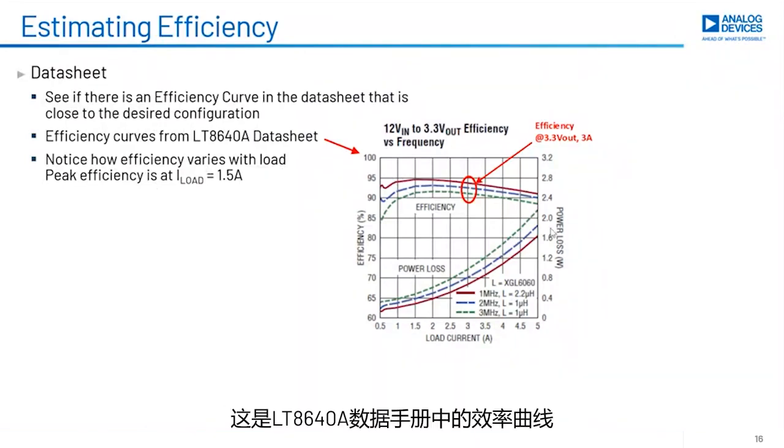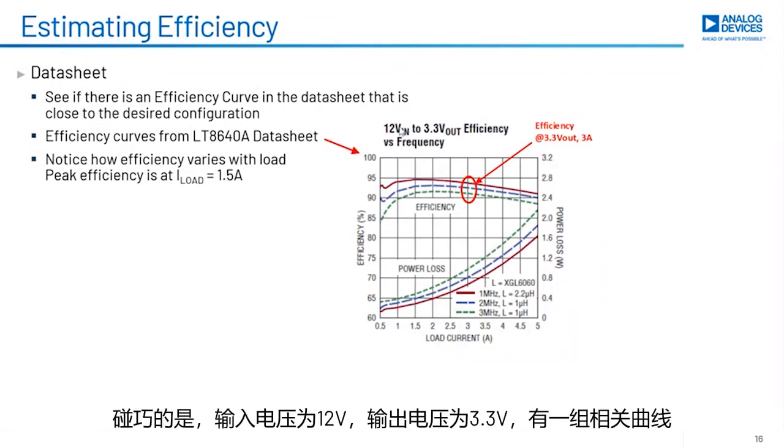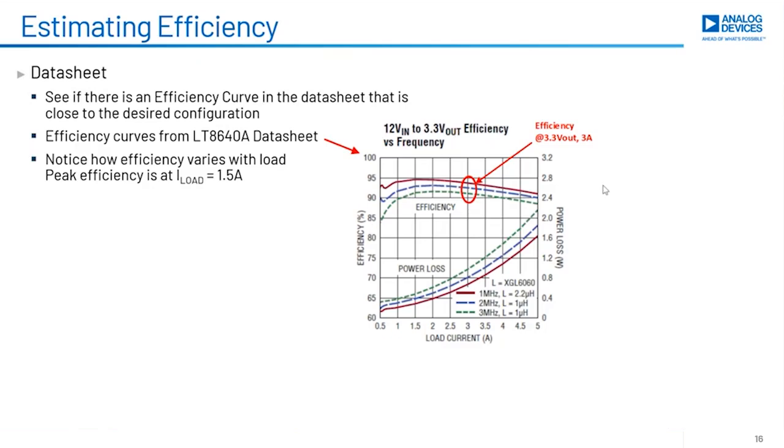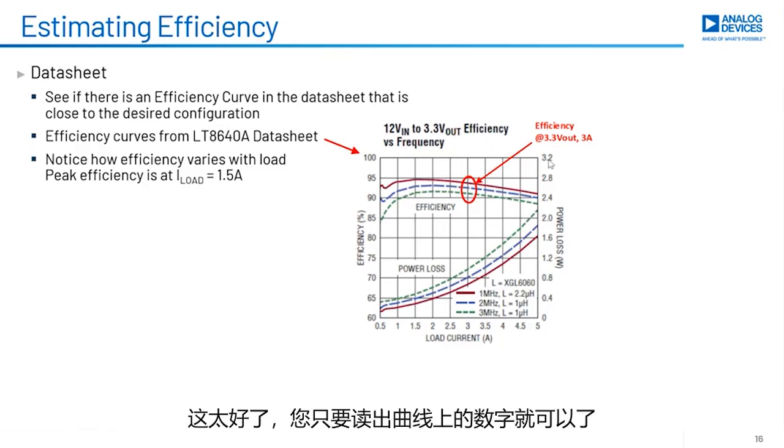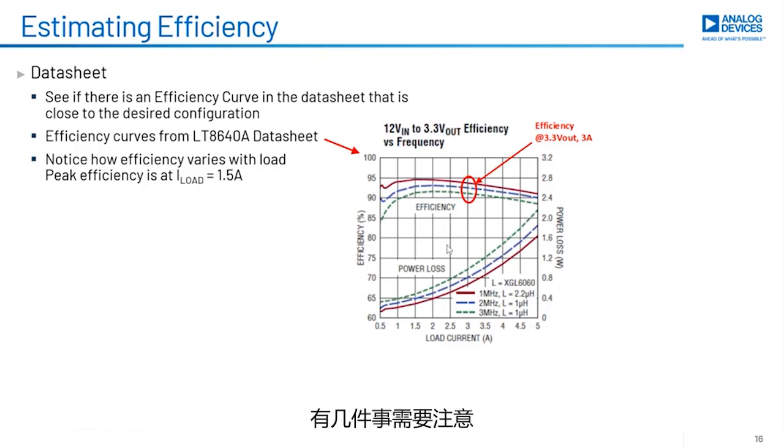And this is the efficiency curves from the LT8640A data sheet. And it just so happens 12 volts in to 3.3 volts out, they've got a set of curves for that. And that's great because all you got to do is read the number off the curve and you're good to go.